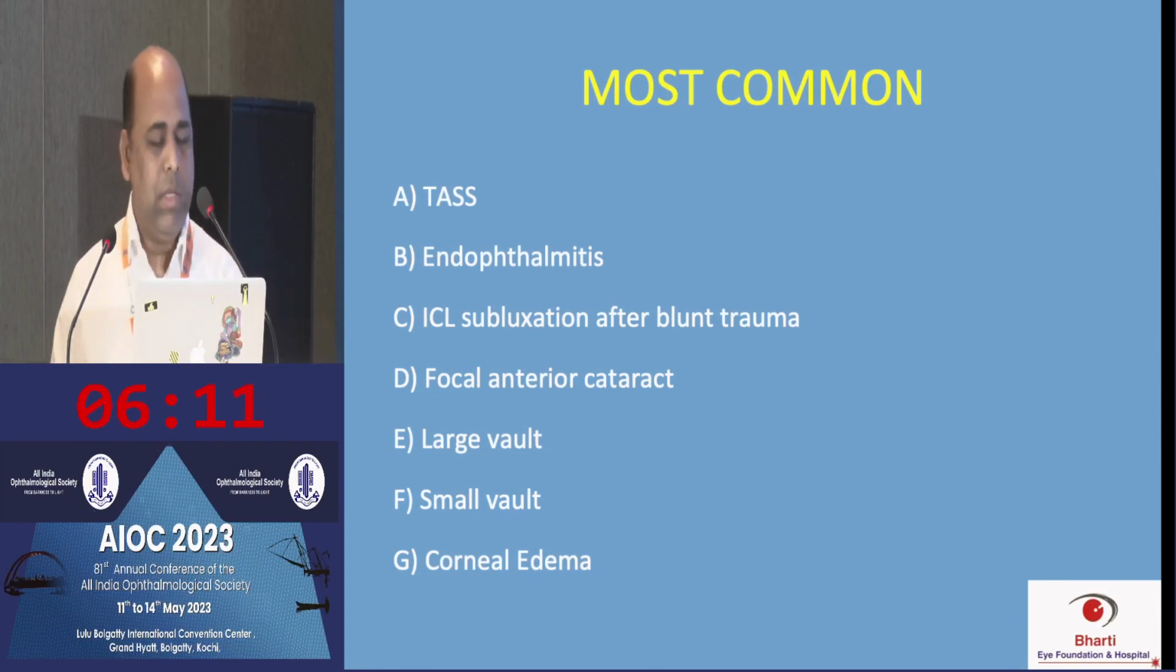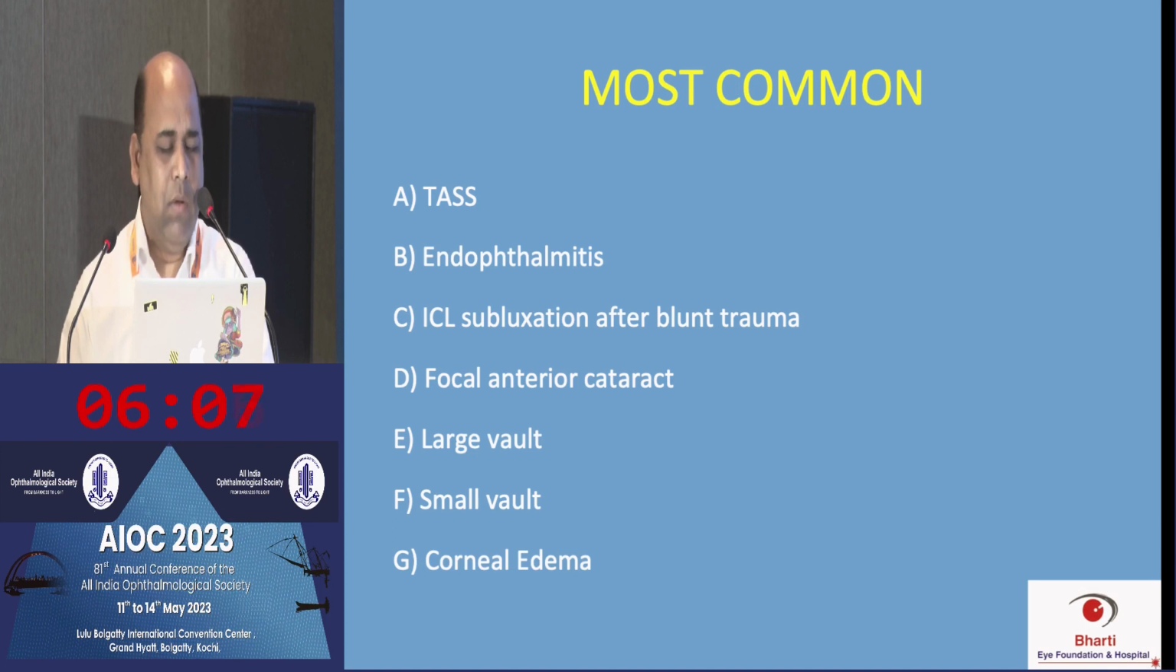And this is the list of the most common complications that we encountered, like TASS, endophthalmitis, ICL subluxation after blunt trauma, focal anterior cataract, large vault or small vault, and corneal edema. So we should always look for the health of the endothelium also before planning ICL surgeries.